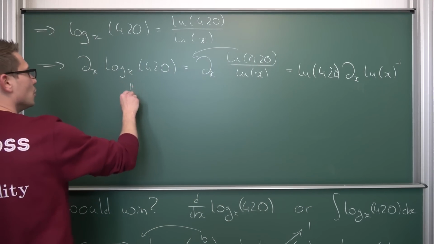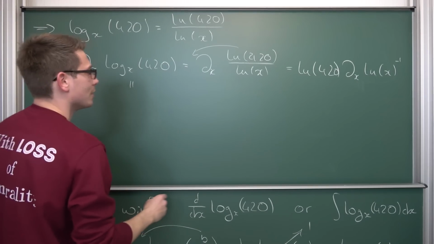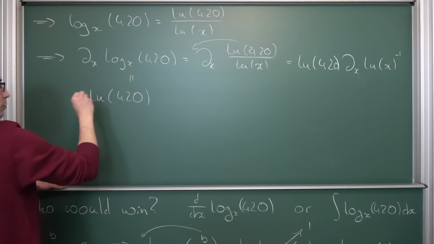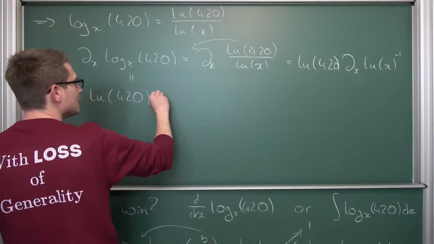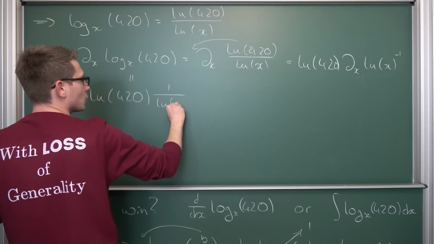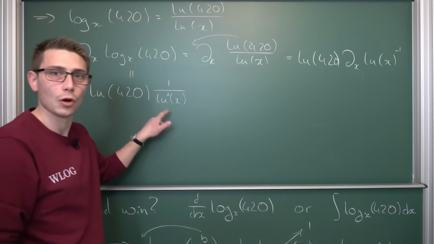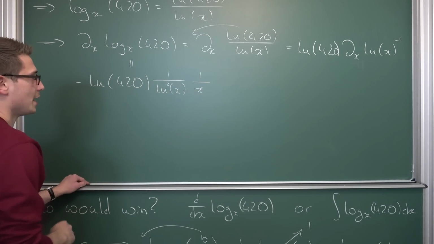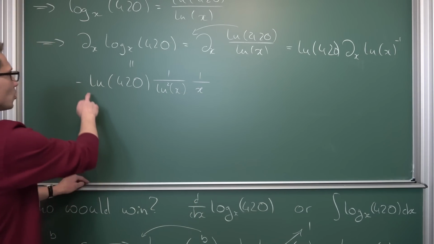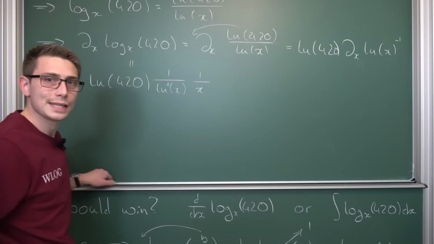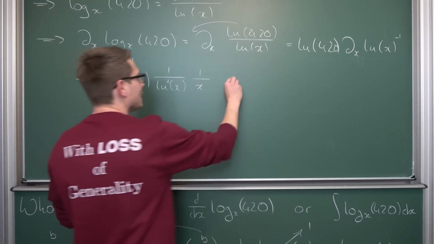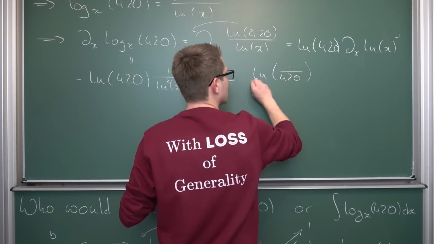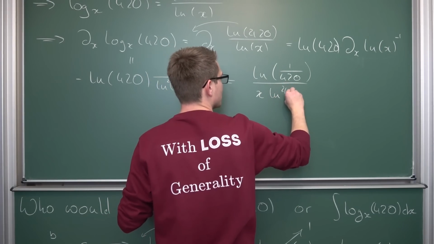So in conclusion, we now know that the derivative of our weird function that we have right here is going to turn into the natural log of 420, dragging the negative 1 to the front, so negative natural log of 420 times 1 over the natural log of x squared, this was natural log of x to the negative 2th power times the inner derivative, which is going to be 1 over x. And now we can just make use of some logarithm rules. For example, negative ln of 420 is the same as the ln of 1 over 420, leaving us overall with a differential of the ln of 1 over 420 divided by x times ln squared of x.